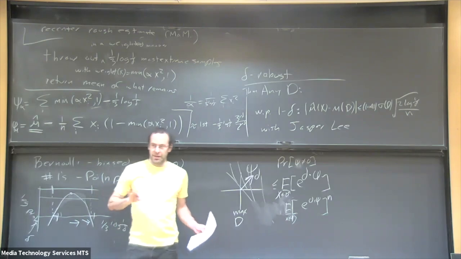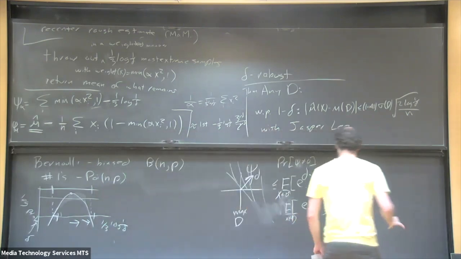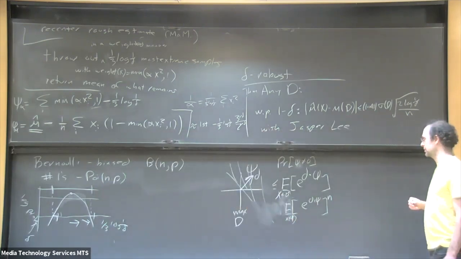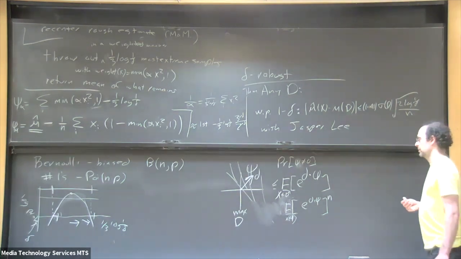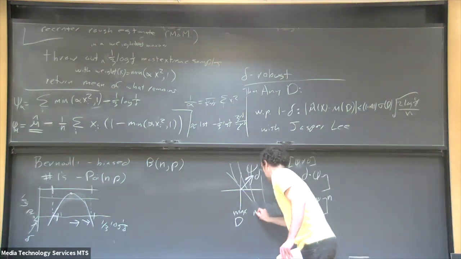Fair question? Yes. But the point you're making now is that the little d can be chosen as a function of the big D that is given.